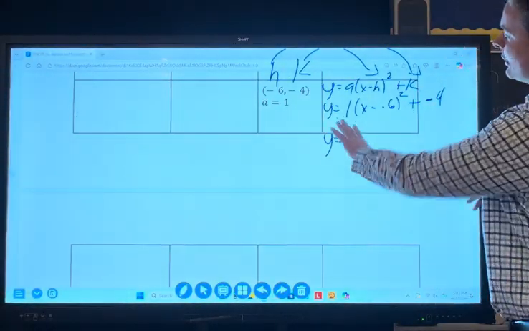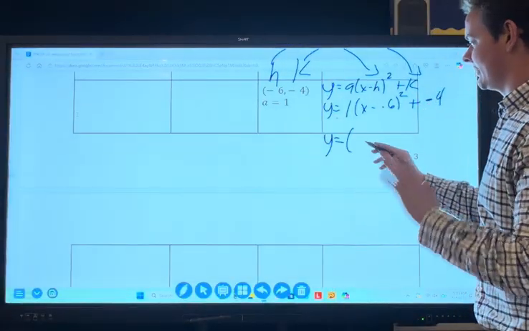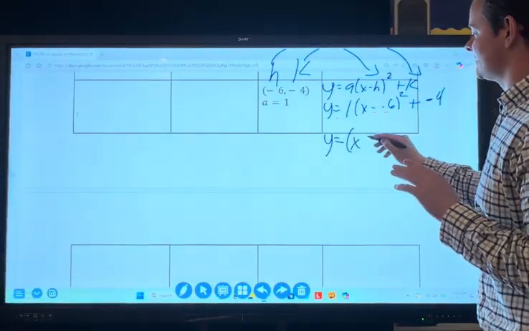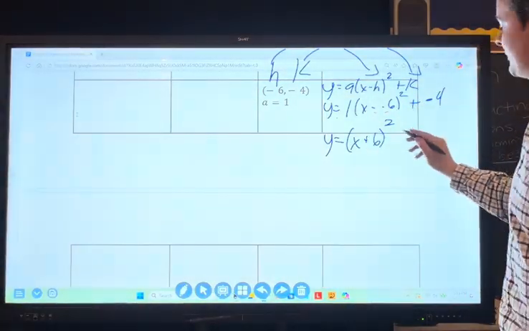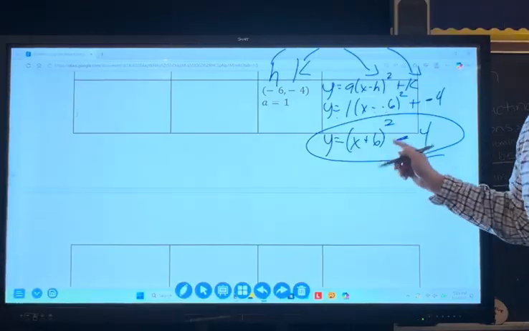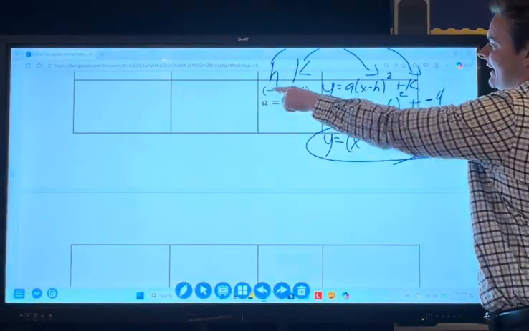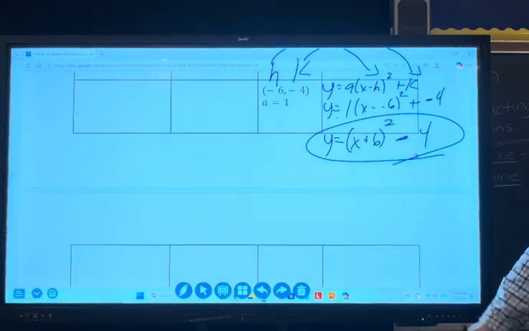Y equals, I don't need this 1 in front because technically this 1 is multiplying, so I don't want to put it. Double negative, that's just x plus 6, squared, plus minus, that sounds confusing, minus 4 at the end. This is my vertex form. I just took this h, plugged it in, took this k, and plugged it in into my equation.